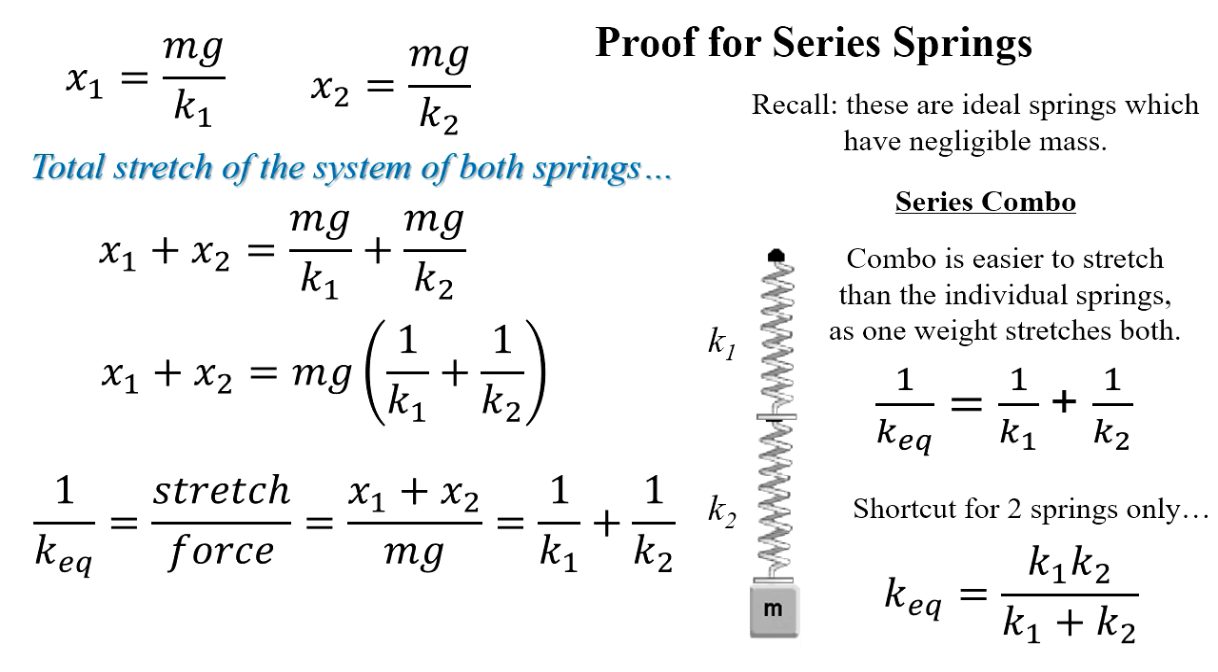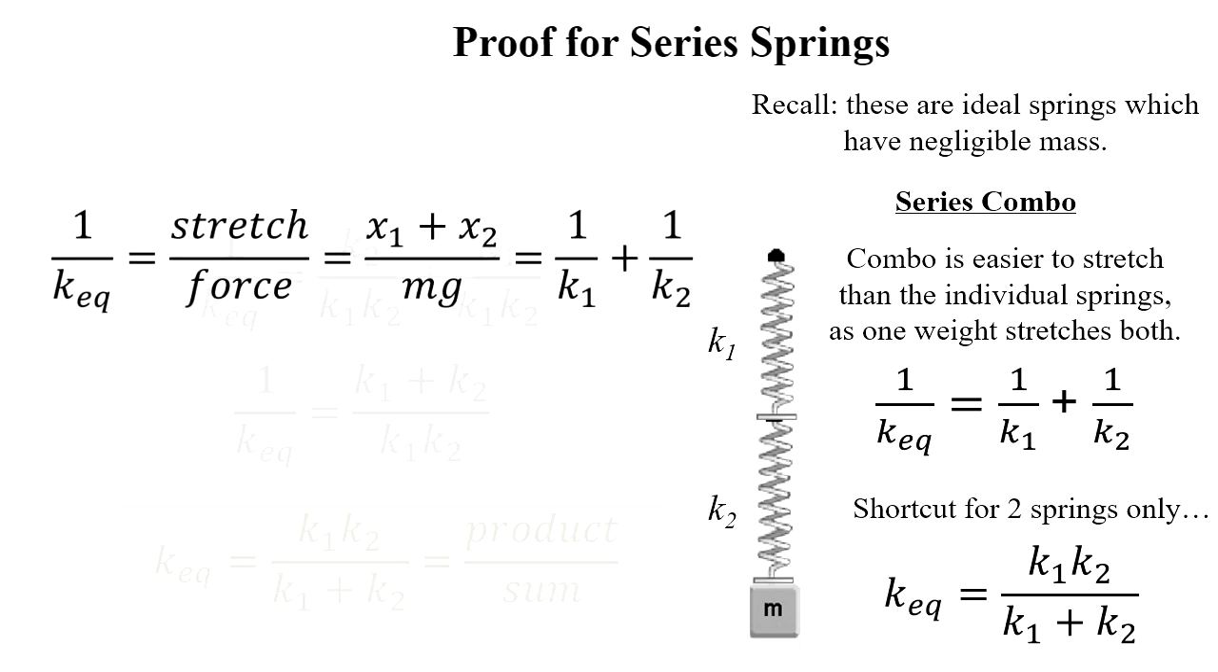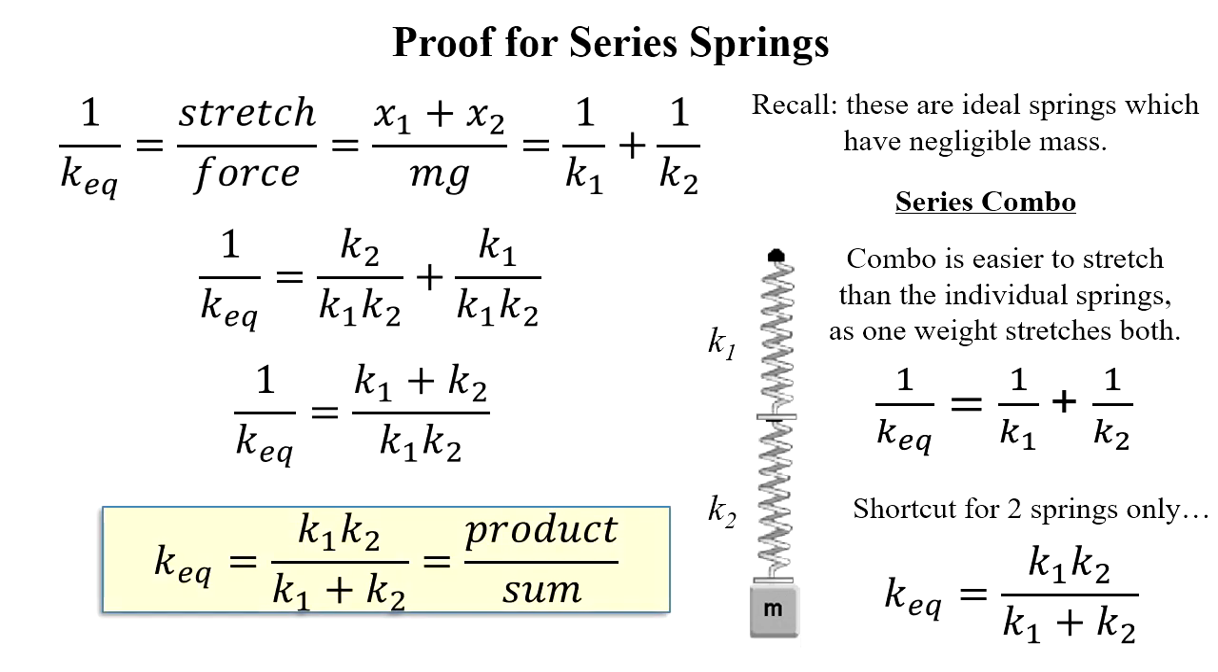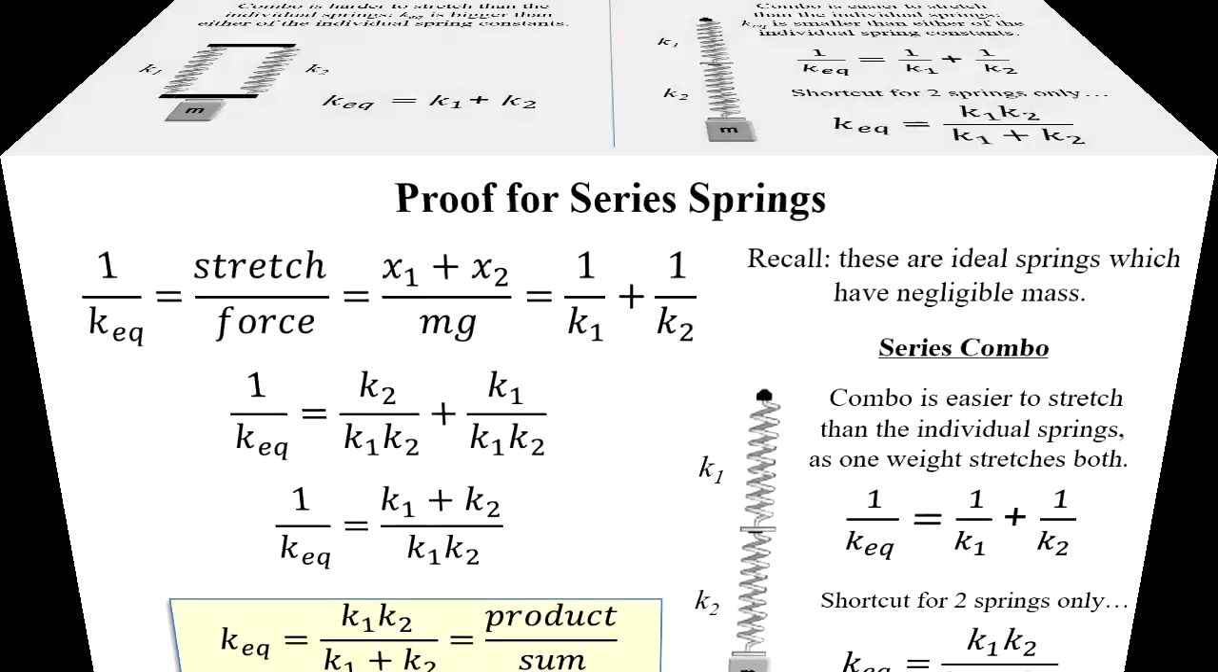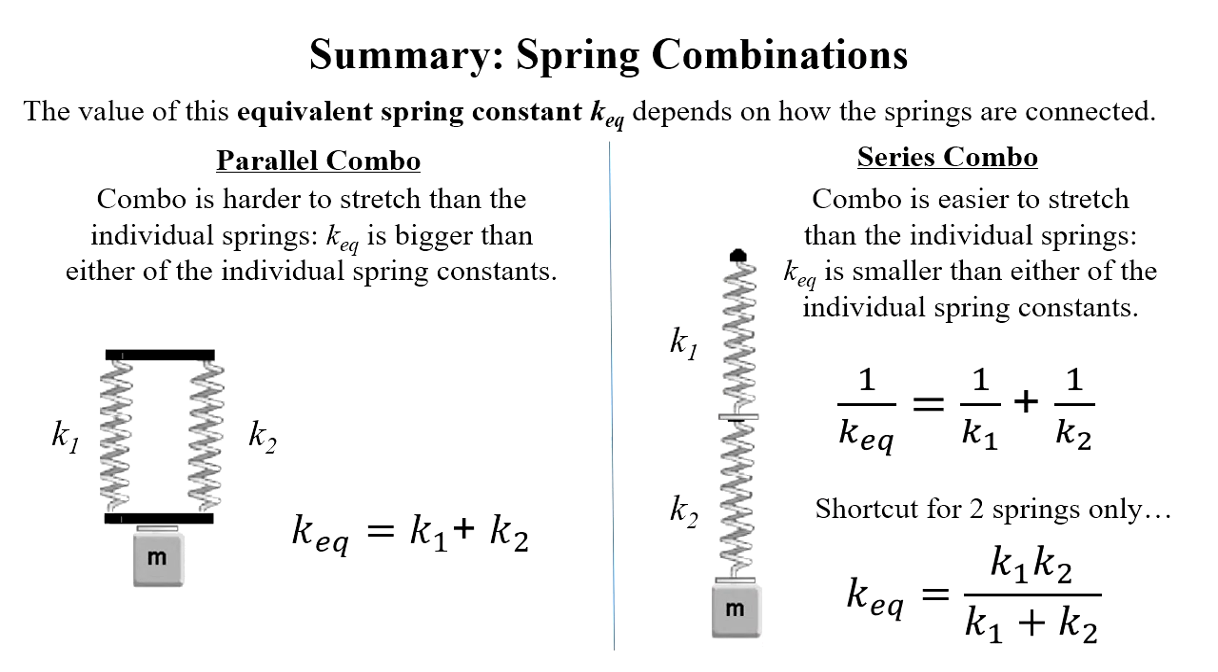And lastly, with this proof for a series combination of springs, here is how we can go from that reciprocal-based formula to the shortcut that only applies in the case of two springs, but it's a very convenient shortcut. The product of the spring constants divided by the sum of the spring constants will give you that equivalent spring constant. And here is a review of the bottom line of all of those derivations. The formulas that you can use to find the equivalent spring constant for a parallel combo and for a series combo.